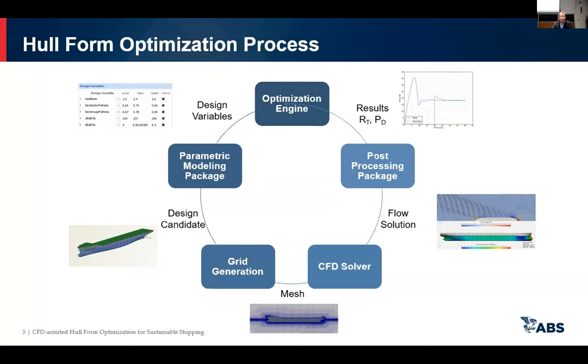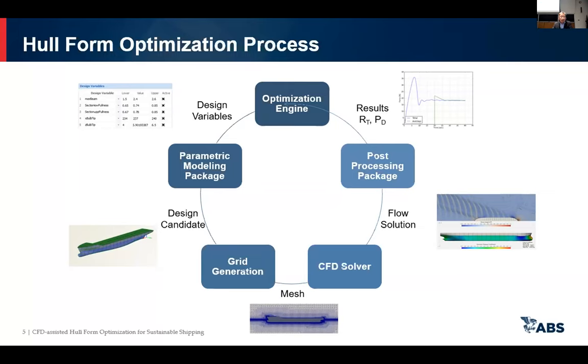And there's a range of those variables. And in the parametric modeling package or framework, the new design candidate is created. Here it's a hull. And for the CFD analysis, you need to do a grid generation. It's a mesh. And you apply the CFD solver to get the flow solution. And here there's a solution, nice pictures of the free-surface wake and dynamic pressure on the hull, and you need to do the post-processing. Here a resistance curve is shown.